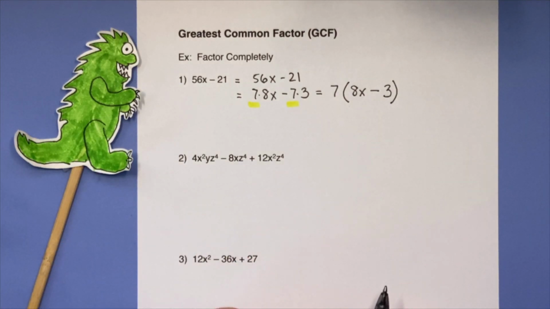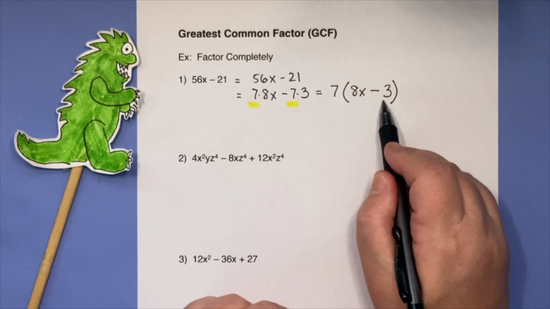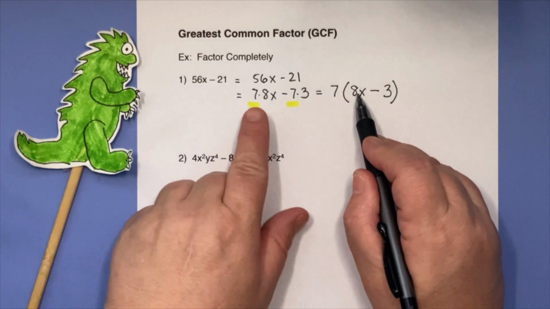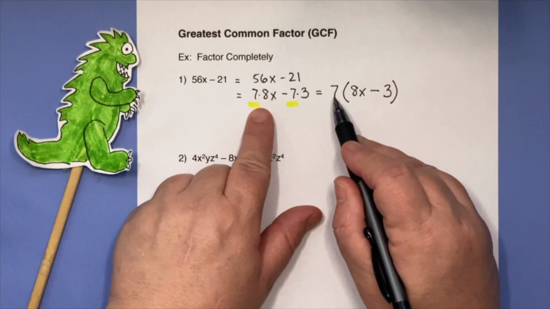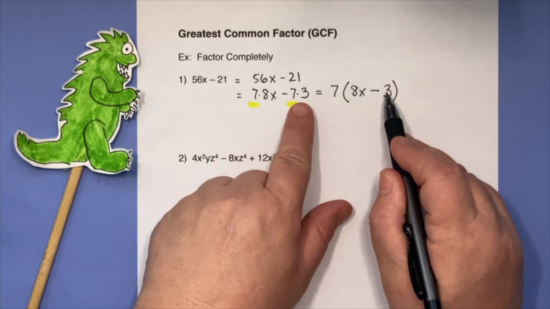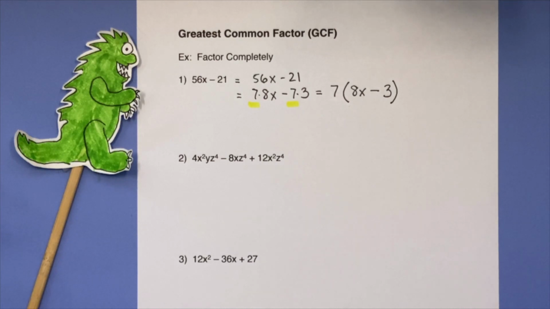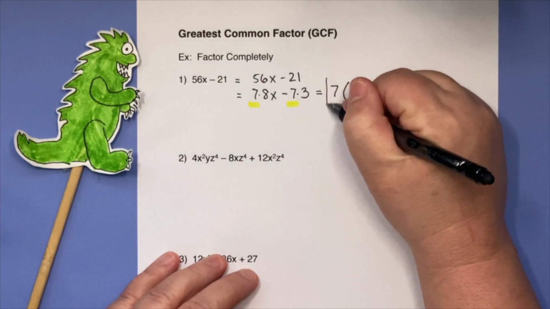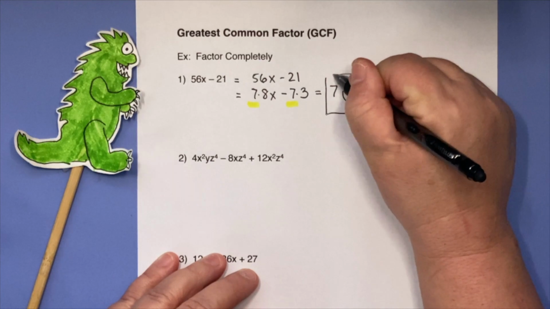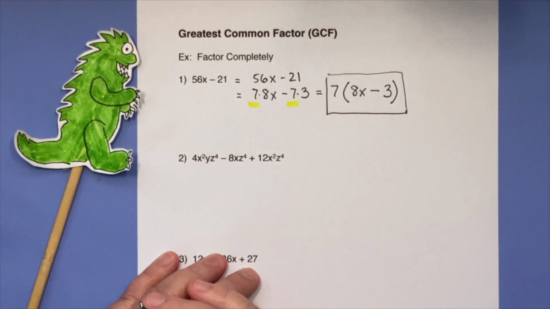And so this is like running the distributive property backwards, because if we were starting here, we would do 7 times 8x. That would give us this term. And 7 times negative 3, which would give us this term. So this is what factoring is. It's running the multiplication backwards. And it is very much related to division. It's just a slightly different way to look at it.